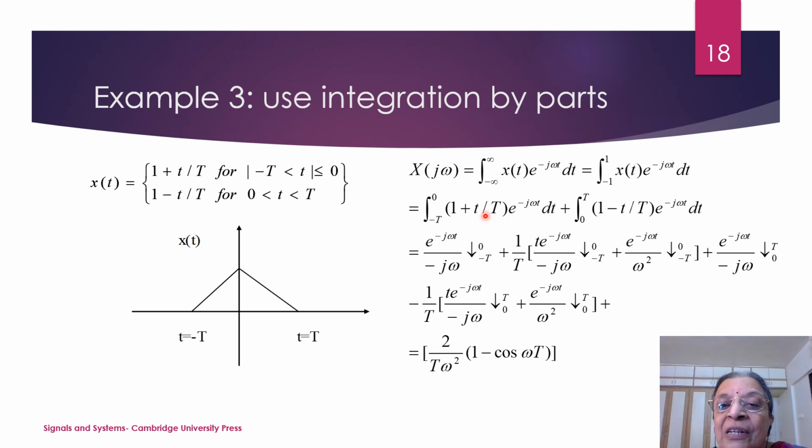Whenever there is a product of two terms, we use integration by parts. So here also we will be using integration by parts for calculating the integration of t by T into e raised to minus j omega t dt. When you simplify, you get this term as 2 upon T omega square into 1 minus cos omega T.